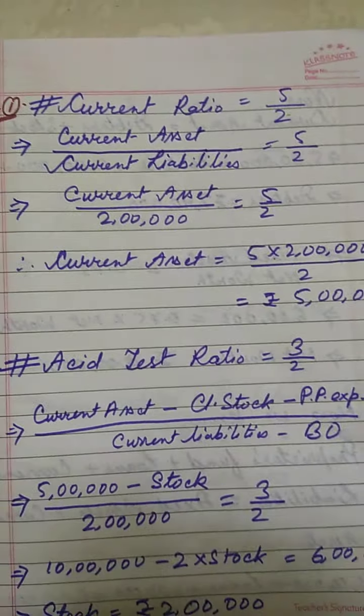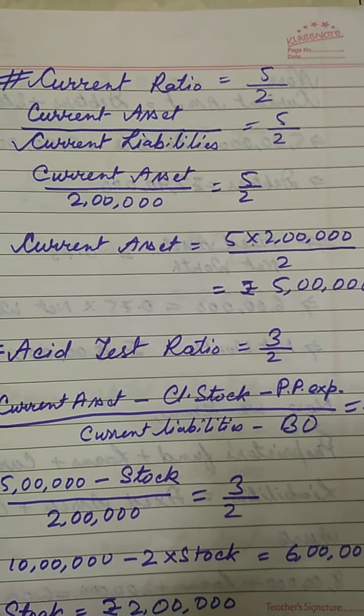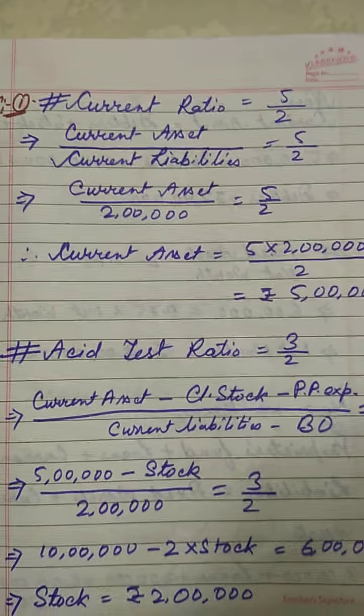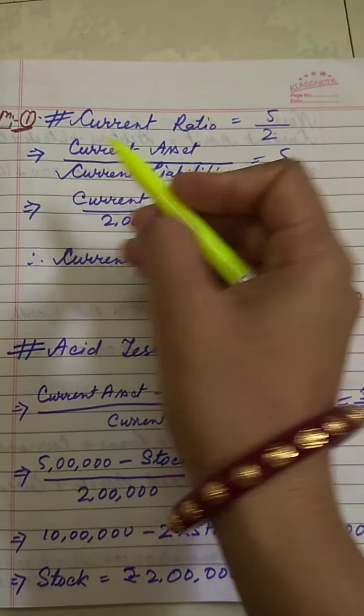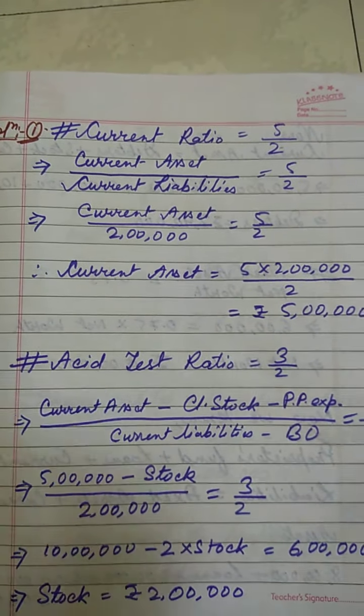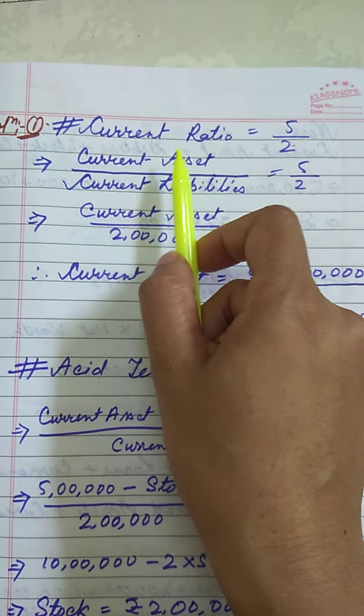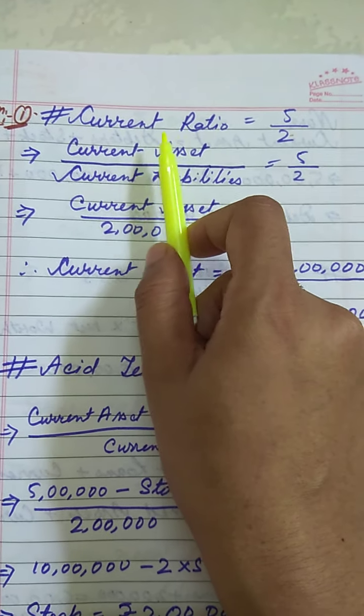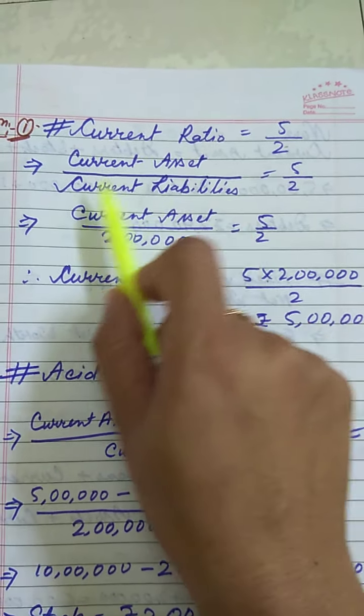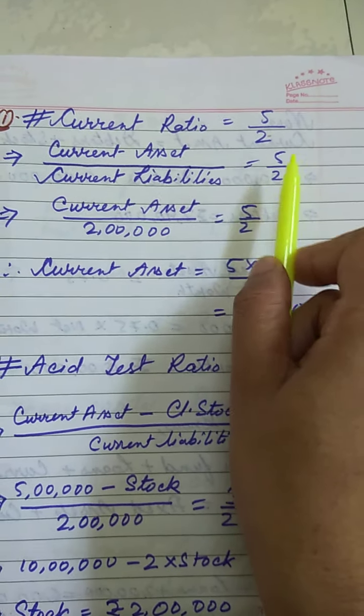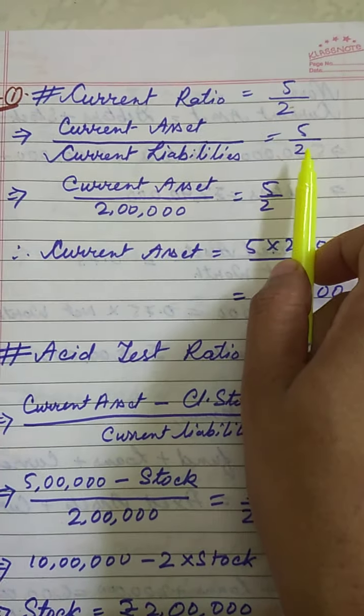Now this is the solution. The first thing that I could see in the problem that can be helpful for us is the current ratio. So what I have done is I have just written the formula of current ratio. Hopefully you all know this. So current asset by current liabilities, and it was given 5:2 in the question. From there I have written.